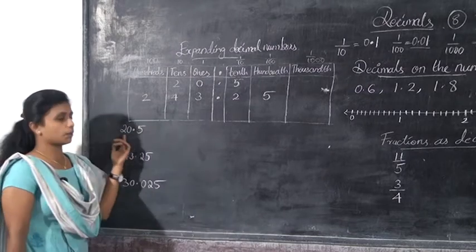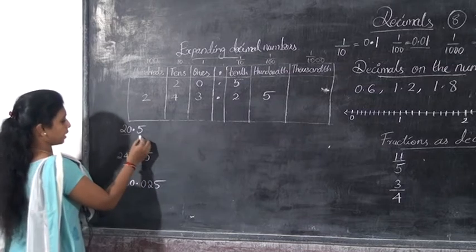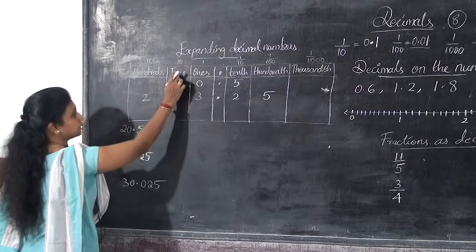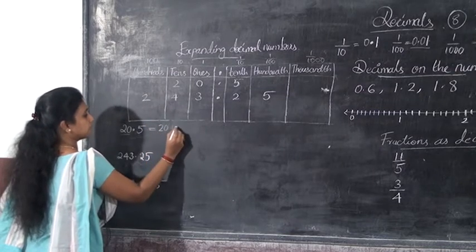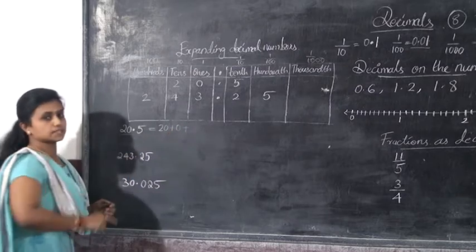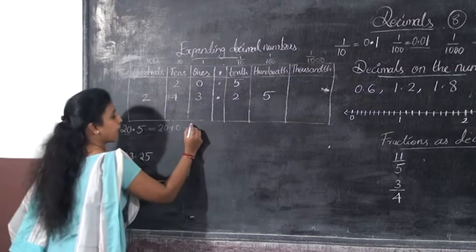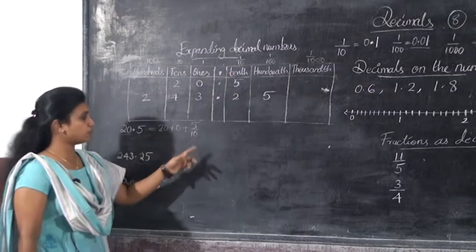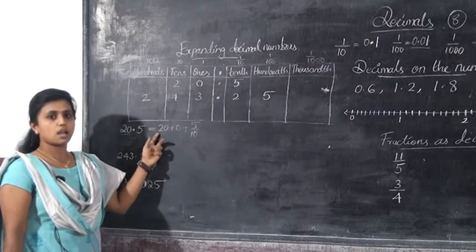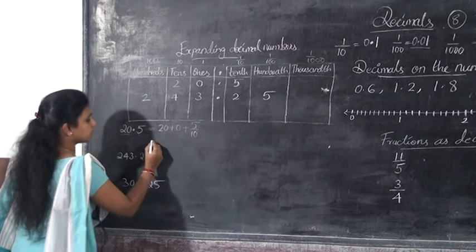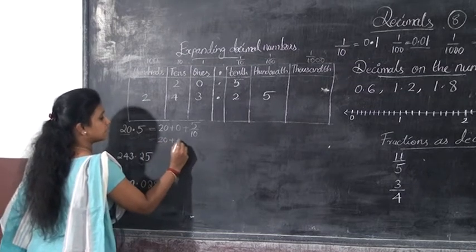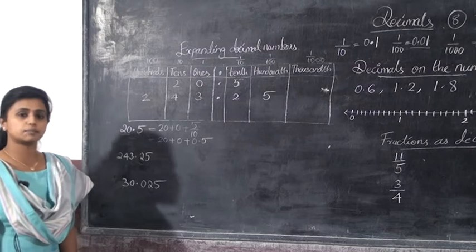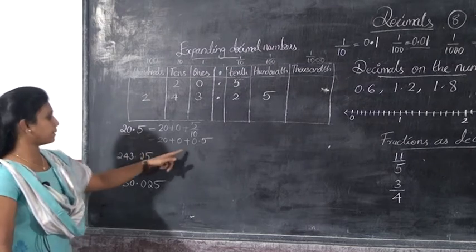So how do you expand this number 20.5? 20 is the whole number part and 5 is the fractional part. You can expand like this: 2 in the tens place, which means 20, plus 0, plus 5 in the fractional part. So you write the fractional form 5 by 10. Why? 5 is in the tenths place. This is the fractional expansion. How will you convert it into a decimal expansion? Just like this: 20 plus 0 plus 0.5. This is the decimal expansion. Clear? 20.5 can be written like this.